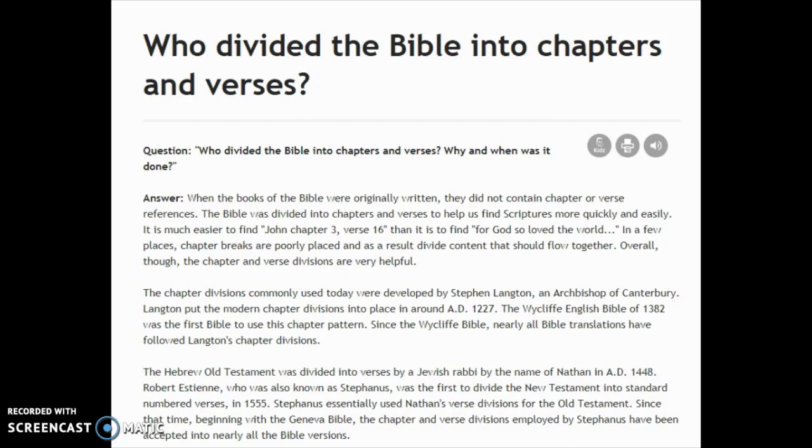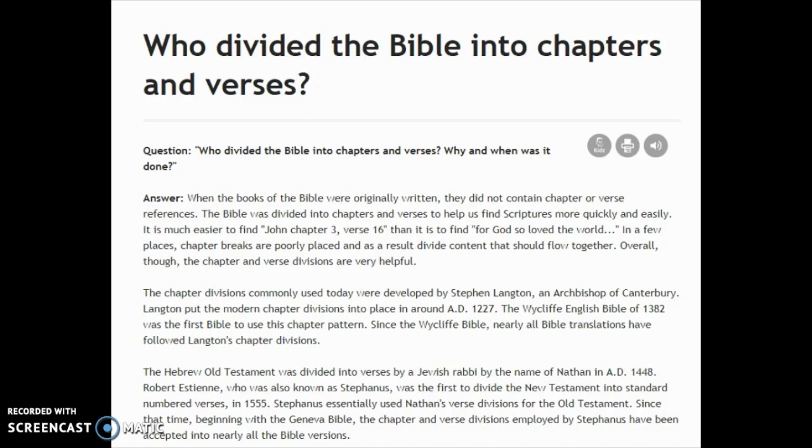Anyway, the chapter divisions commonly used today were developed by Stephen Langton, an Archbishop of Canterbury. He put the modern chapter divisions into place around AD 1227. The Wycliffe English Bible of 1382 was the first Bible to use this chapter pattern. Since then, nearly all Bible translations have followed the chapter divisions that were given. The Hebrew Old Testament was divided into verses by a Jewish rabbi by the name of Nathan in AD 1448.